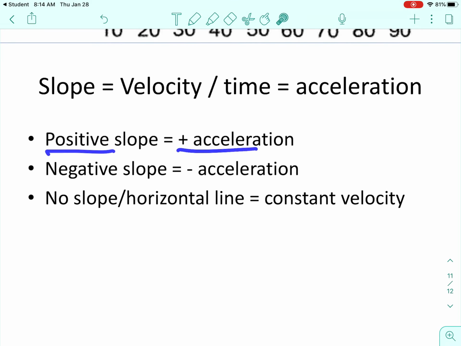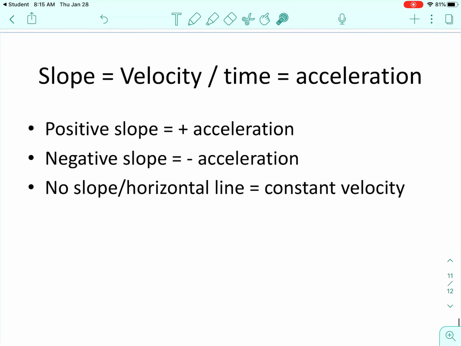So positive slope means positive acceleration. Negative slope means negative acceleration. This is on a velocity time graph. And no slope or a horizontal line, a flat line on the graph, means that you're going at a constant velocity, not that you're stopped. That just means that you're not accelerating. You're not changing your speed. You're not increasing or decreasing your speed. Okay, so those are velocity time graphs and position time graphs.